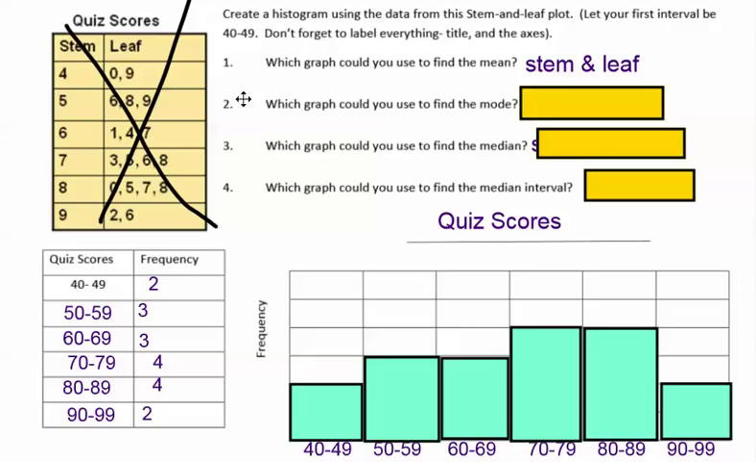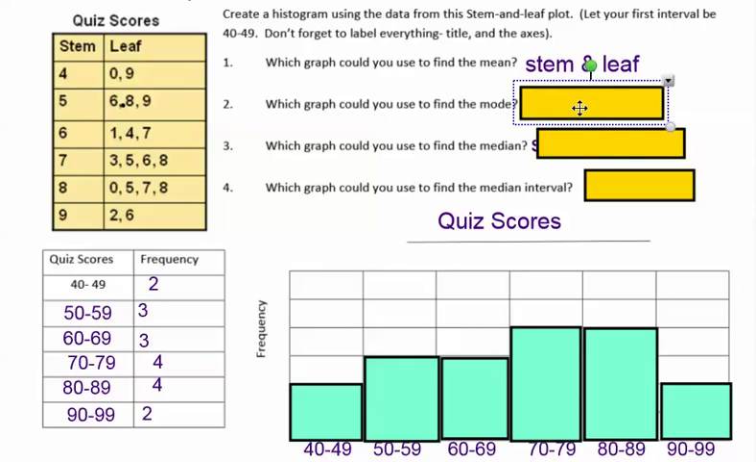What about the mode? Could we find the mode? And if so, which graph would we use, the stem and leaf or the histogram? Here, we don't know what the mode is because we don't have exact scores. So again, we would have to look at the stem and leaf. And if we looked there, there actually is no mode.